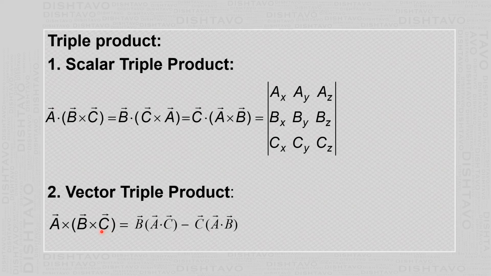There is no formula for this like the scalar triple product, but we have to evaluate it. Find B cross C by using the 3 by 3 determinant, and again find the cross product of this by again using the 3 by 3 determinant. But there is some transformation here. A cross B cross C can be written as vector B, vector A dot vector C, minus vector C, vector A dot vector B. Now this is a scalar quantity. So what remains here is a vector. This is a scalar quantity. So what remains here is a vector.